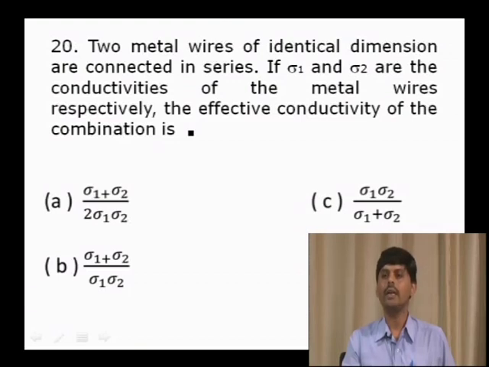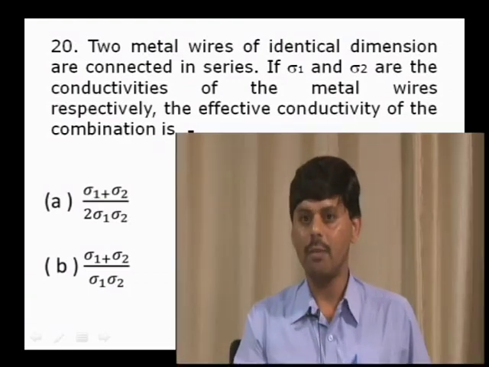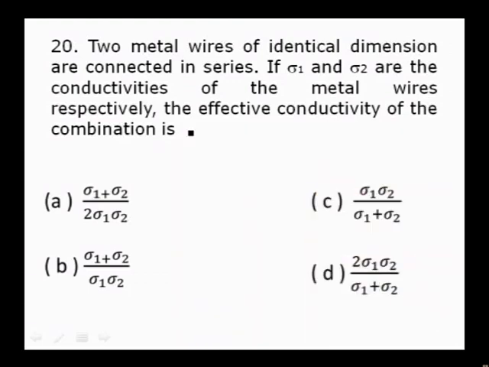If sigma 1 and sigma 2 are the conductivities of the material wires respectively, the effective conductivity of the combination of the wire is: option A, (sigma 1 plus sigma 2) divided by 2 sigma 1 sigma 2; option B, (sigma 1 plus sigma 2) divided by (sigma 1 into sigma 2); option C, sigma 1 sigma 2 divided by (sigma 1 plus sigma 2); option D, 2 sigma 1 sigma 2 divided by (sigma 1 plus sigma 2).